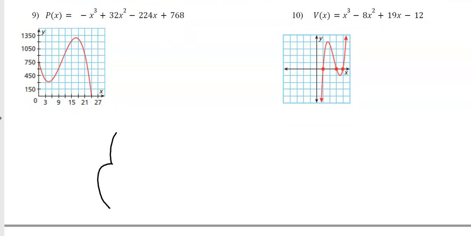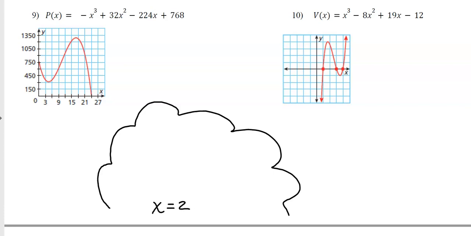So, I think I kind of did it like this. Let's say that you know the zeros are x equals 2 and x equals negative 5.